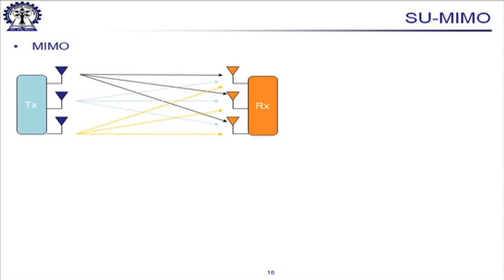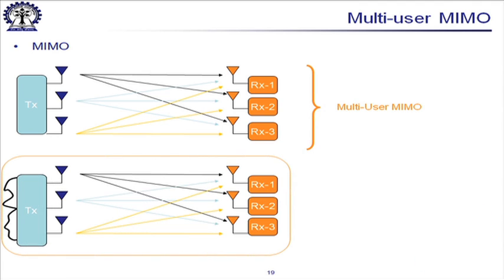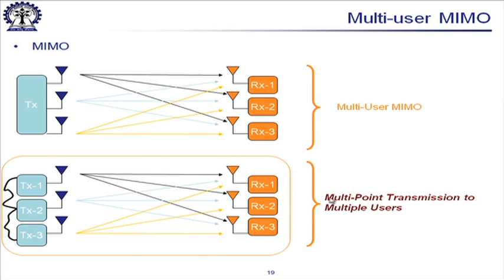Moving ahead beyond single user MIMO, as we look at multi-user MIMO, the receiver is now split into multiple receivers pertaining to different users. Going beyond, at the transmitter, a similar thing can be done as in the receiver, where the transmitters are also now separated but connected through some back plane. Such a configuration is known as multi-point transmission to multiple users, which is a typical scenario in modern cellular communication systems.